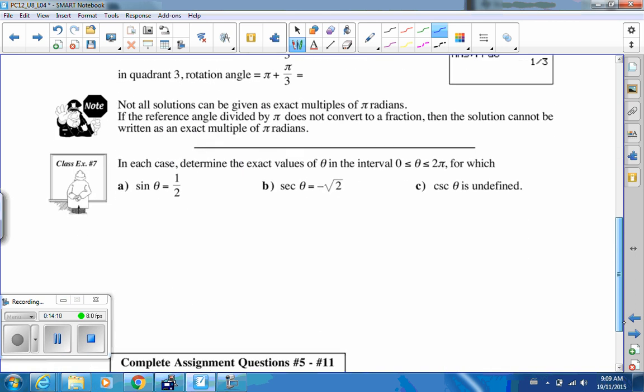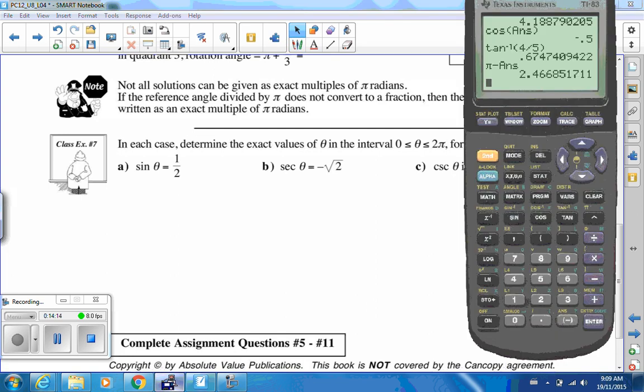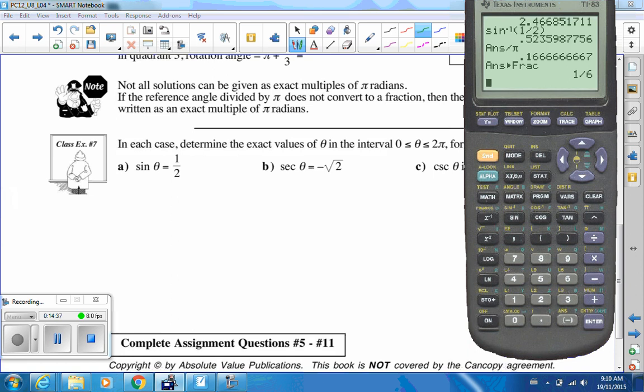So, for example, sine is 1/2. With my calculator, I can go, okay, arc sine 1/2. Make sure I'm in my radians. So there's my radian value, but I want exact, not this decimal stuff. So I first divide out my pi. Now I can take that number and math frac it. So that's really 1/6, and then I had a pi outside the bracket, so it's pi times 1/6, or pi over 6 is my solution.